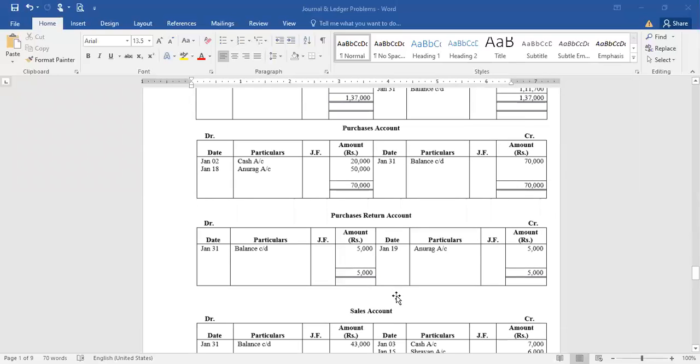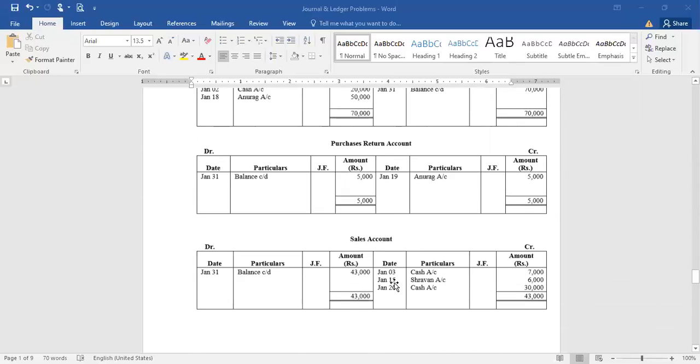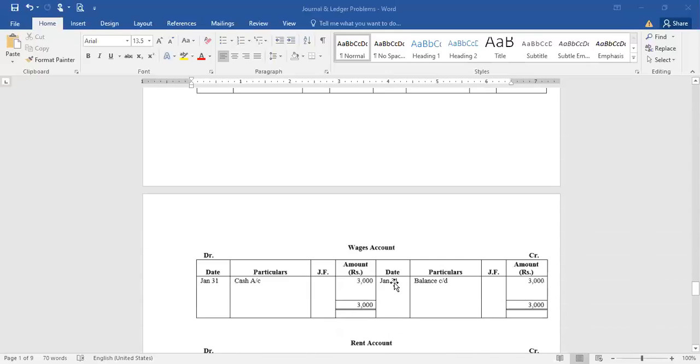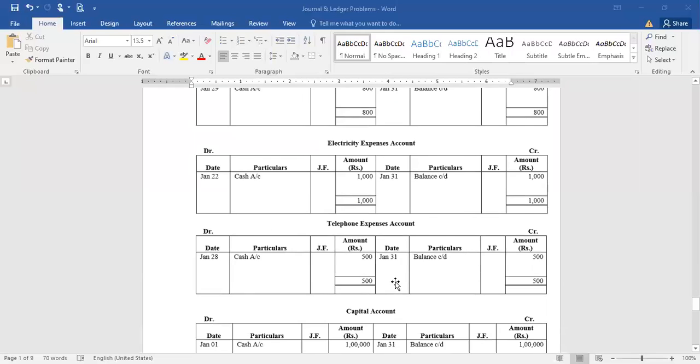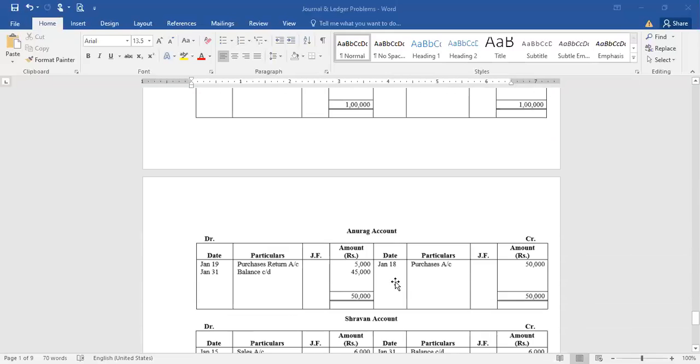So by this, I will end this session of preparing the ledger and posting them to the ledger.